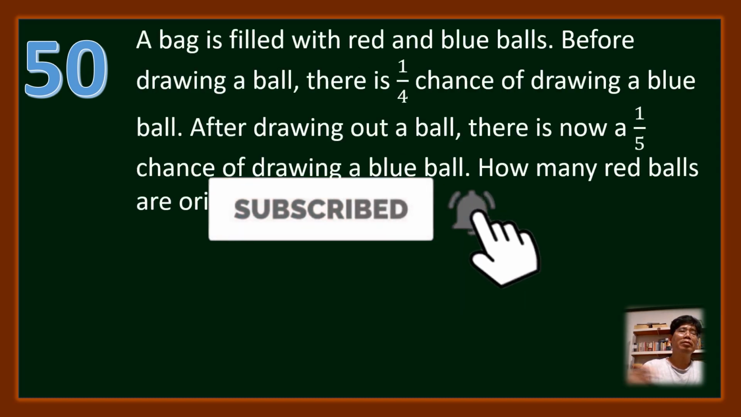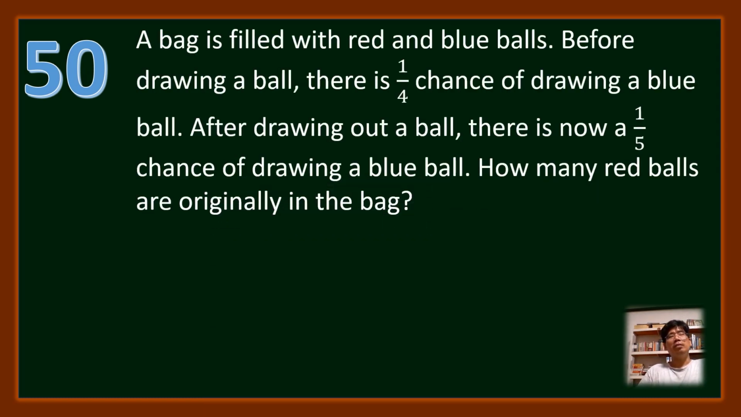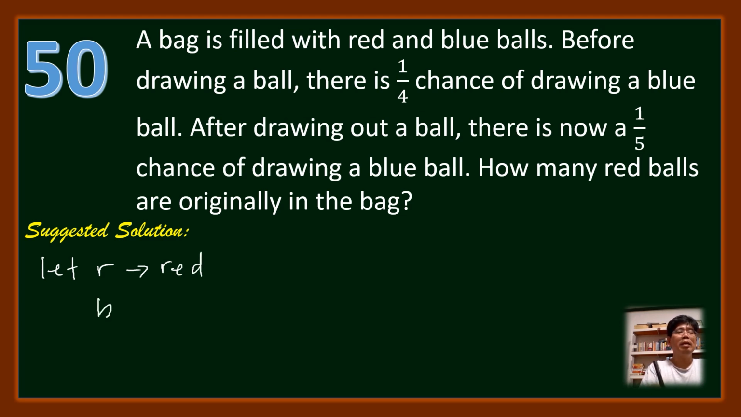Number 50. A bag is filled with red and blue balls. Before drawing a ball, there is 1/4 chance of drawing a blue ball. After drawing out a ball, there is now a 1/5 chance of drawing a blue ball. How many red balls are originally in the bag? For our suggested solution, let R be the number of red balls originally in the bag, and B be the number of blue balls originally in the bag.